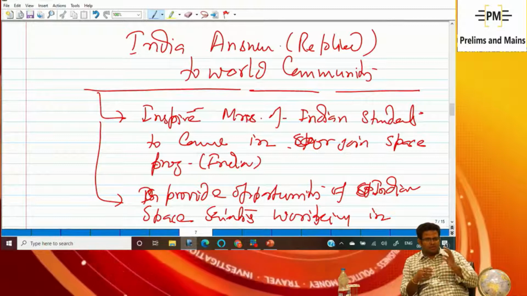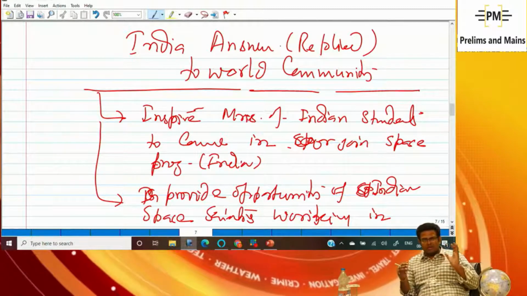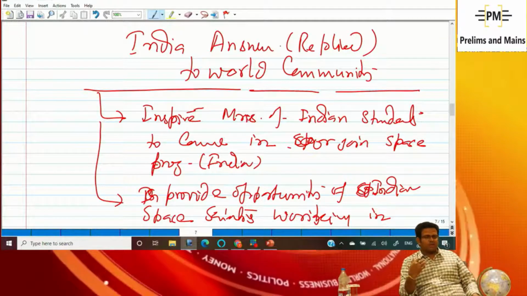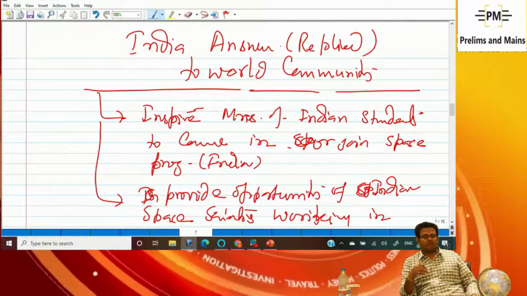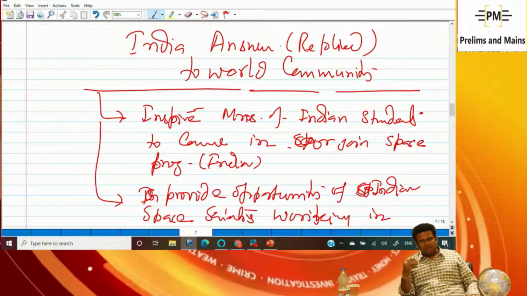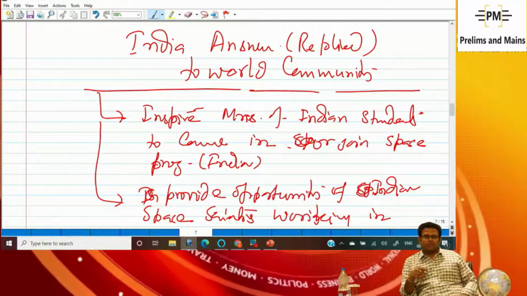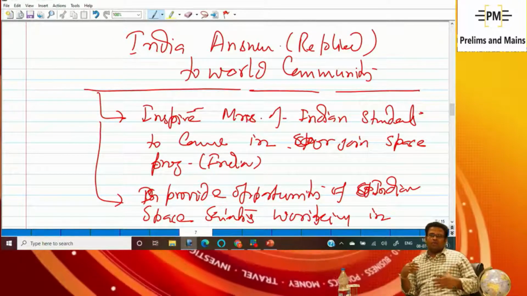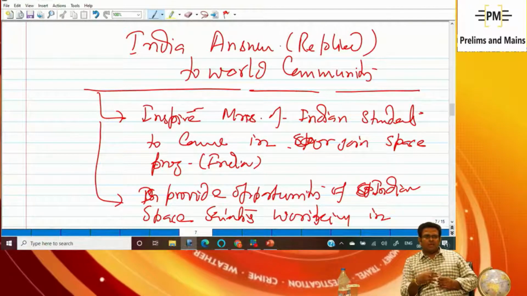I said that it will boost or inspire the Indian students to come into the space program, and it will help in giving some opportunity to the Indian scientists, those who are working in other foreign space agencies, to come and work in the Indian Space Agency. And it will help in making India a technological partner with such a high-level elite group of space technology countries. So this is the achievement that India has done.